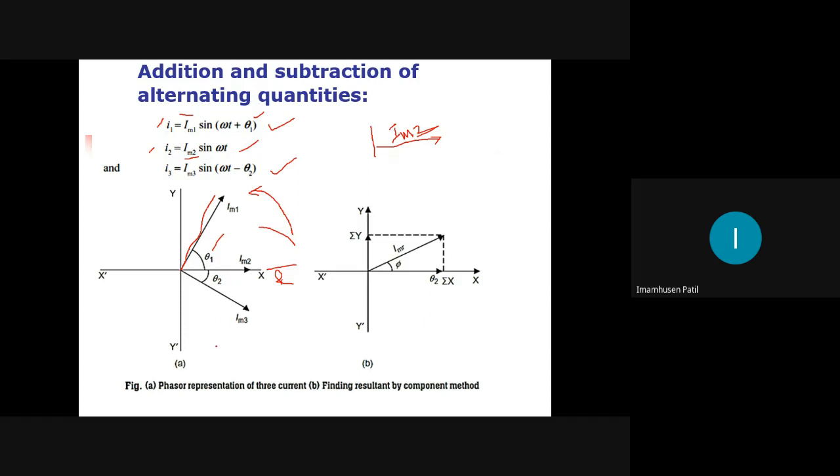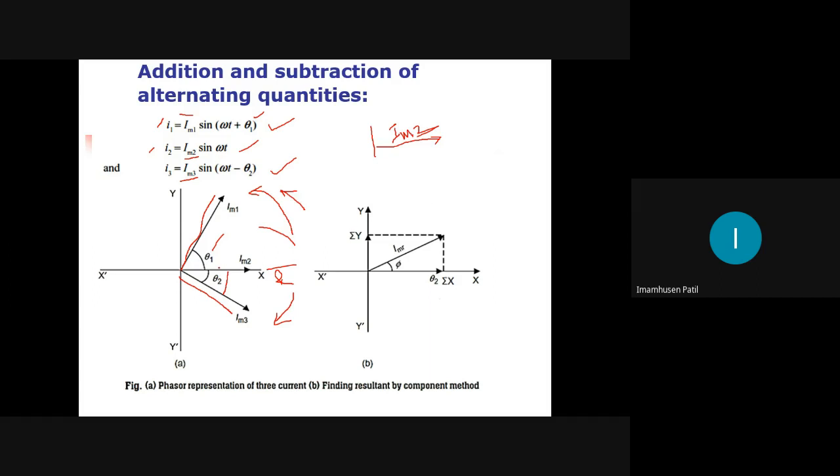Okay. Then I3. I3 has an angle of minus theta 2. So angle is plus in this rotation and minus means it is in this direction. This is minus theta 2. So the maximum value is Im3. This distance should be Im3. Okay. Like that you have to draw. This is Im1, Im2, Im3.